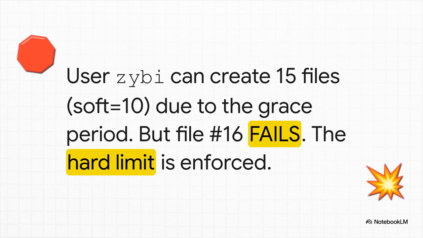So what does the user actually experience? Let's pretend we're our test user, Zaibi. We can create up to 15 files. Now, even though our soft limit was 10, that grace period lets us push past it for a bit. But the second we try to create file number 16, denied. The system blocks it because the hard limit has been enforced. The exact same thing happens with disk space.